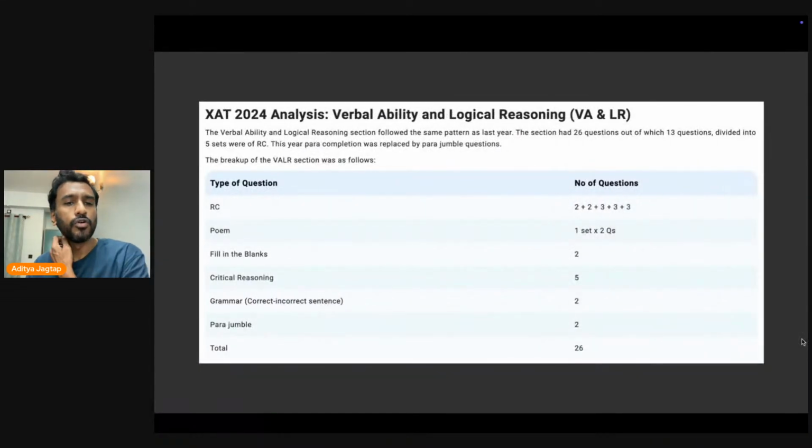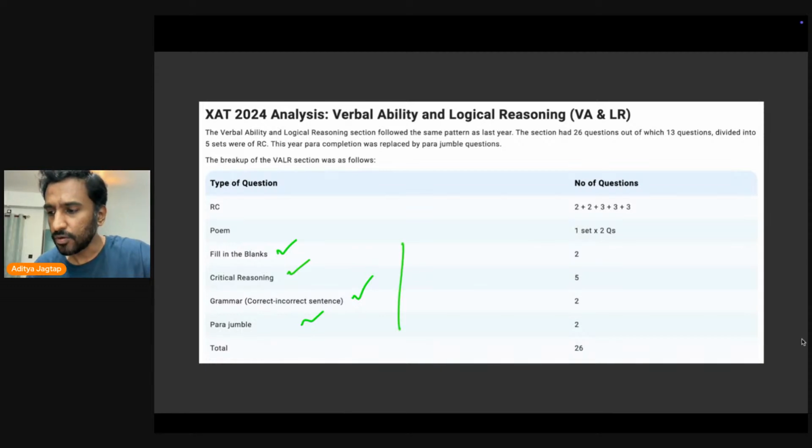All right. So that's where I expect all of you to practice these questions from. The nature of the RC is quite similar, and the fill in the blank questions, critical reasoning questions, all of these questions are actually asked in CAT back then. Now, of course, we know CAT no longer asks these questions.